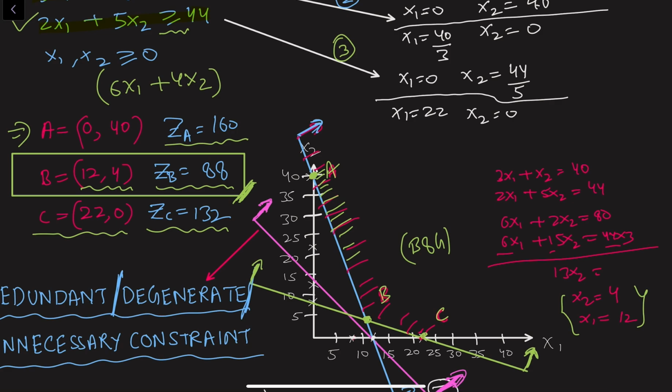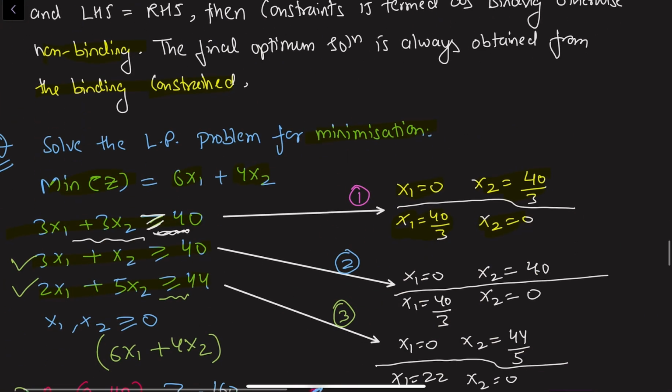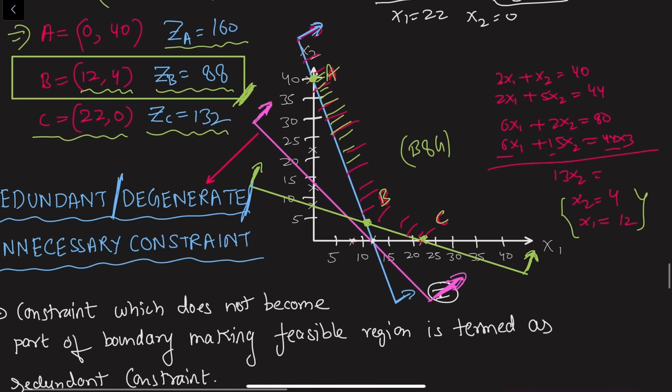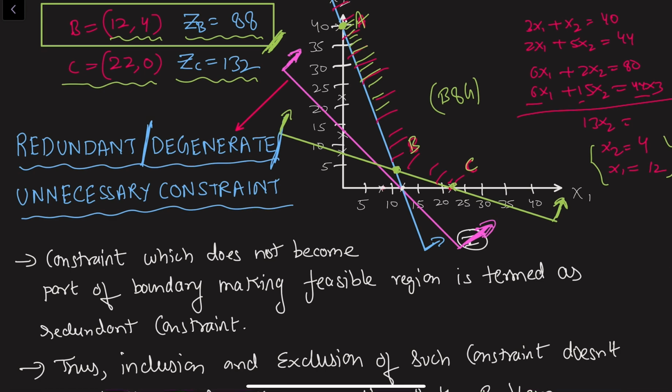So for minimization, 88 is your answer. Okay, so this is the problem for solving a minimization problem. Let's understand one more thing regarding the redundant, degenerate, unnecessary constraint.